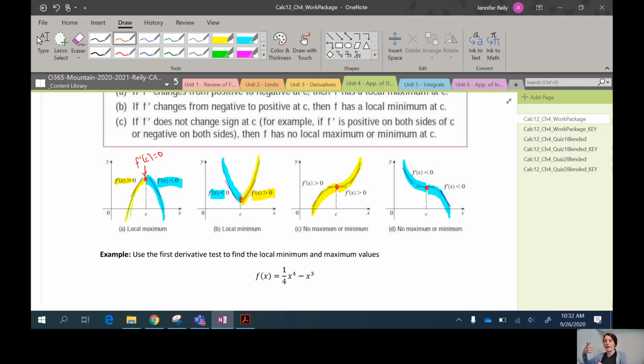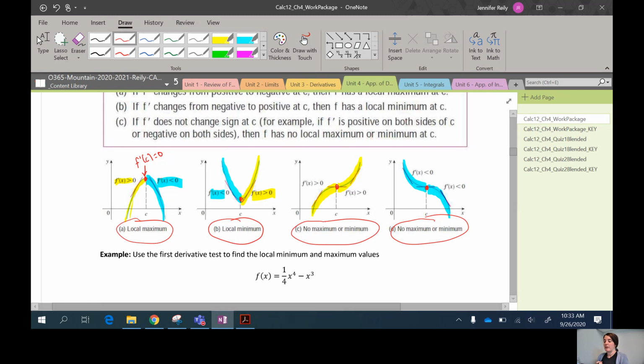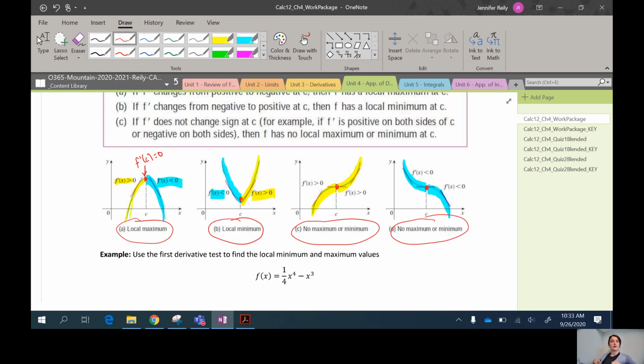So let's say you found a critical number. Then you're going to calculate the derivative on either side of that critical number, and you can get any one of these 4 scenarios. And in this first scenario, you would have a local max. In the second scenario, you would have a local minimum. In the third scenario, you would have neither, and same with the fourth scenario. Of course, you're not going to have the pictures in front of you, though. So we're going to do an example where we don't have the graph in front of us. We're going to search for those critical numbers, and then we're going to do this first derivative test and see where the maximum or minimum points on the graph are.